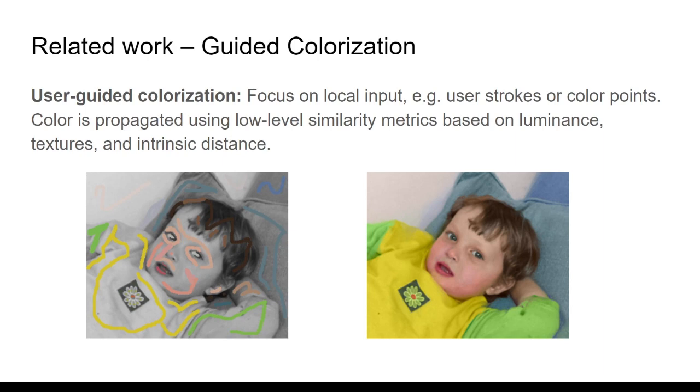It's based on a simple concept. Neighboring pixels that have similar intensities should have similar colors. According to the user input in the left picture, the method colorized the image from left to right.